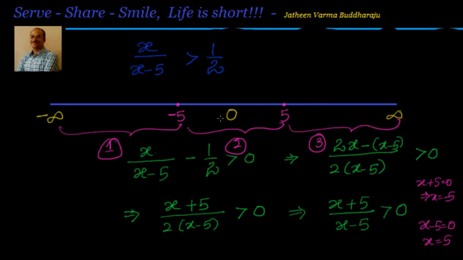Let us check for 0. 0 is there in which section now? Second section. Let's check for 0. 5 by minus 5 is minus 1. Minus 1 is greater than 0? No. That means second section is not the solution. Obviously 1 and 3 should be your solution. So what I have to do now? I have to put a circle here, and again one more circle. My solution will be nothing but minus infinity to minus 5, union 5 to infinity.